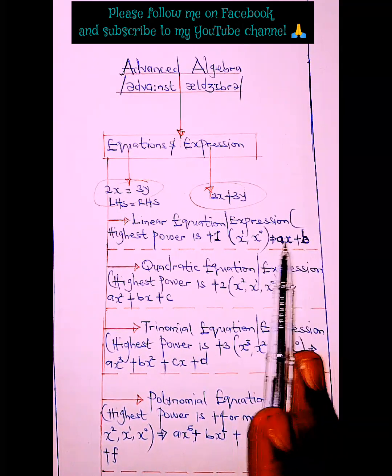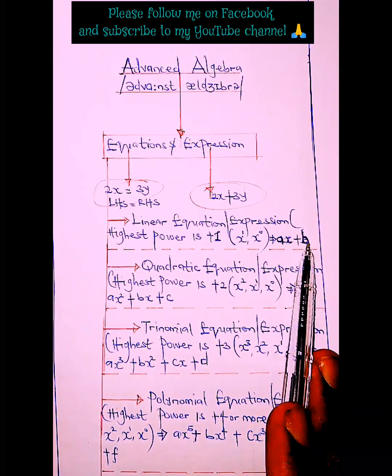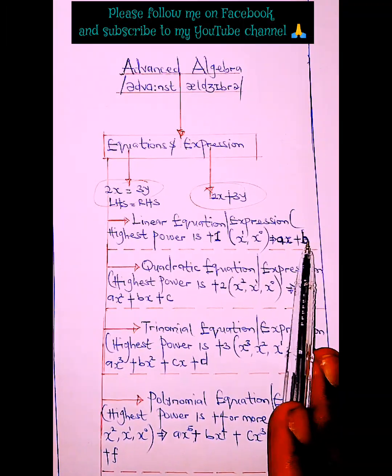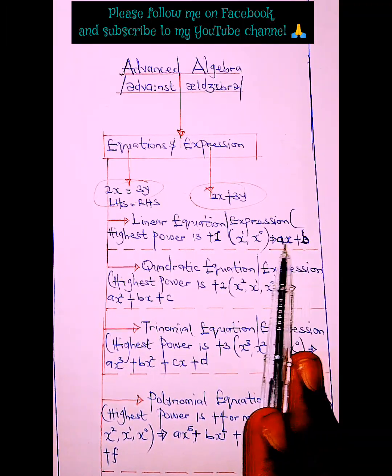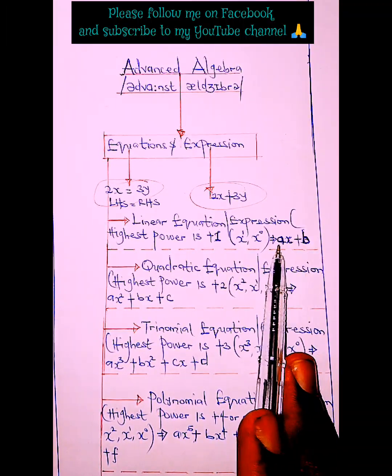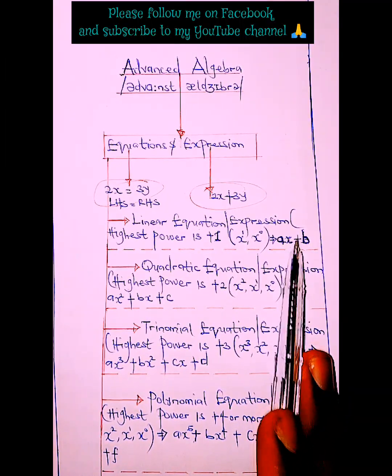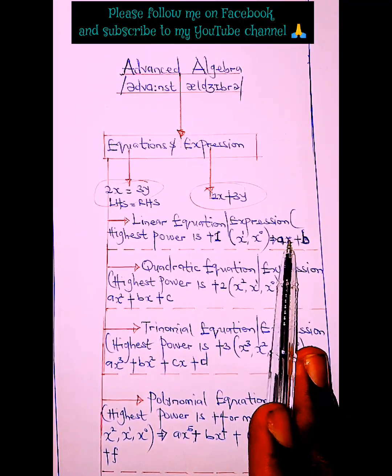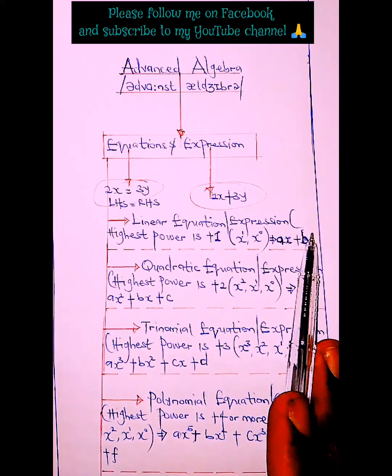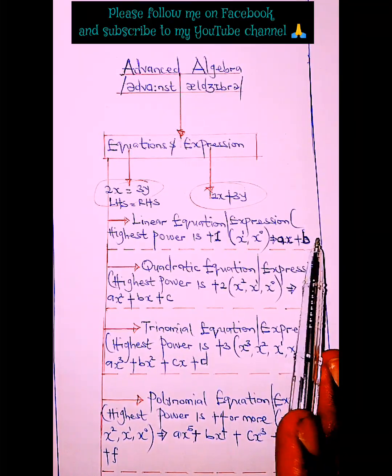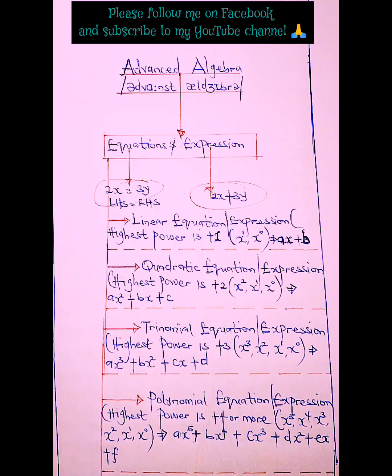So this is a pure linear expression because there's no equals to. Once I add my equals to it, this becomes a linear equation. But why is it linear? It's linear because the highest power we have here for this unknown is x to the power 1, while this is x to the power 0. Whatever x raised to the power 0 is 1. So that's that for linear equation.